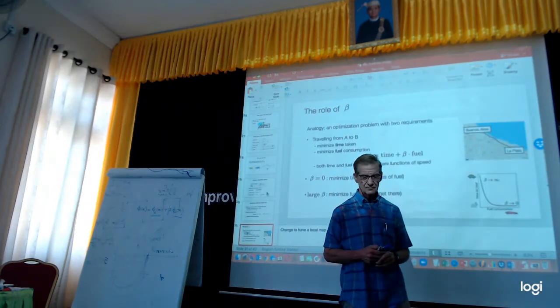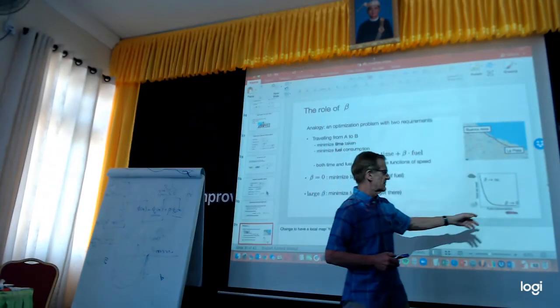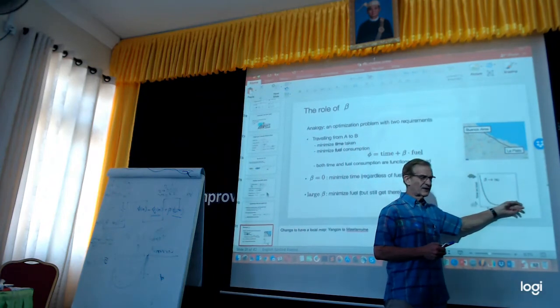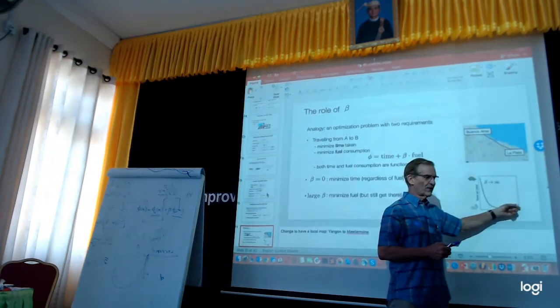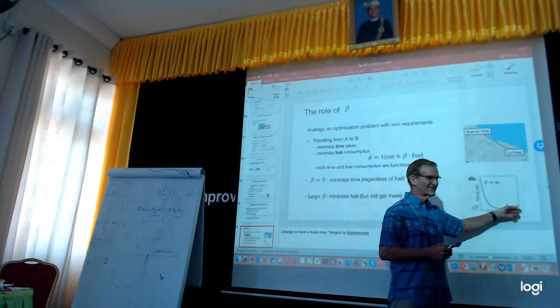That's the amount of time. So that might not be very good if you have to have 400 gallons of fuel to get there. So expensive.